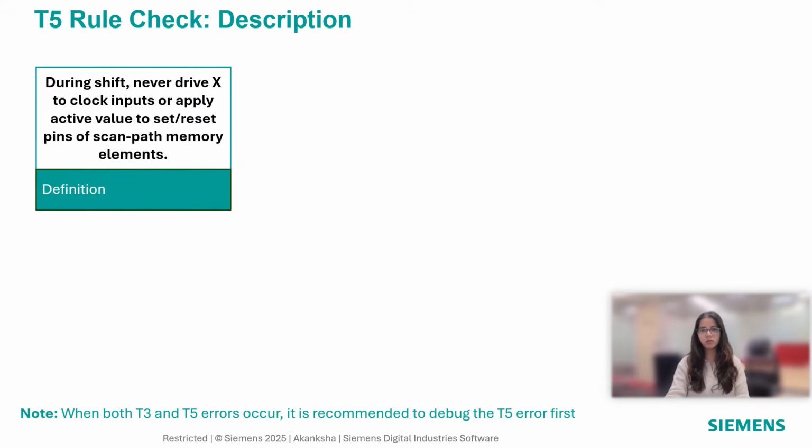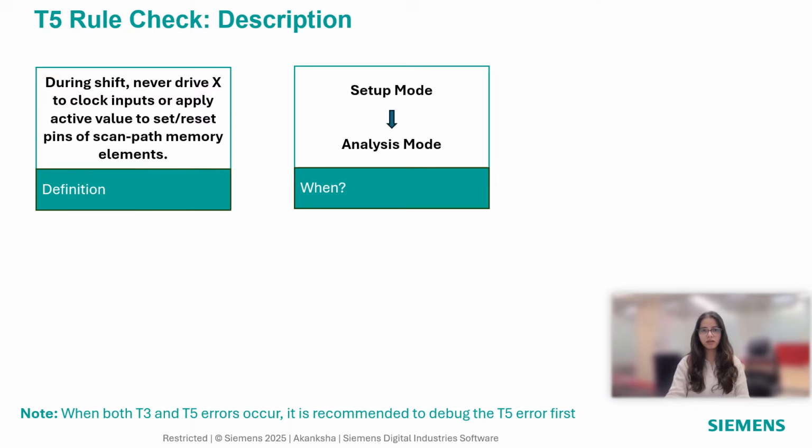A T5 violation happens during the scan shift procedure when an unknown state is placed on a clock input or active values on the set or reset input of a memory element. So in simple terms, during scan shifting, the clock should never be uncertain and the set and reset pins should stay inactive.